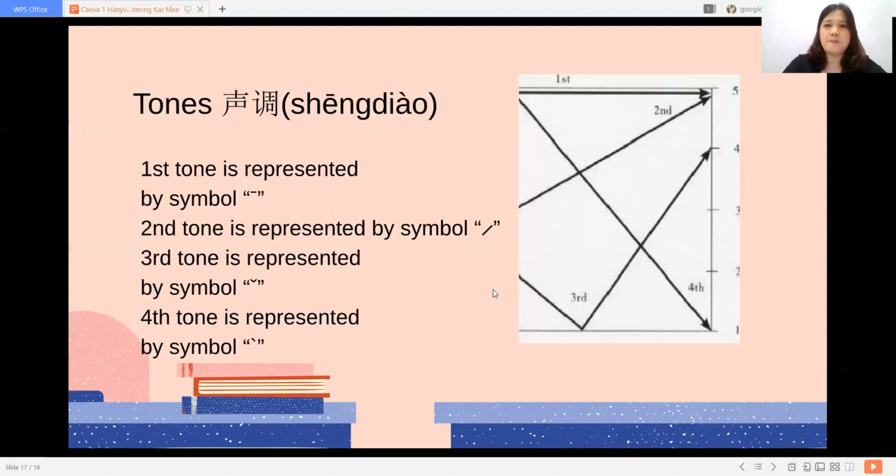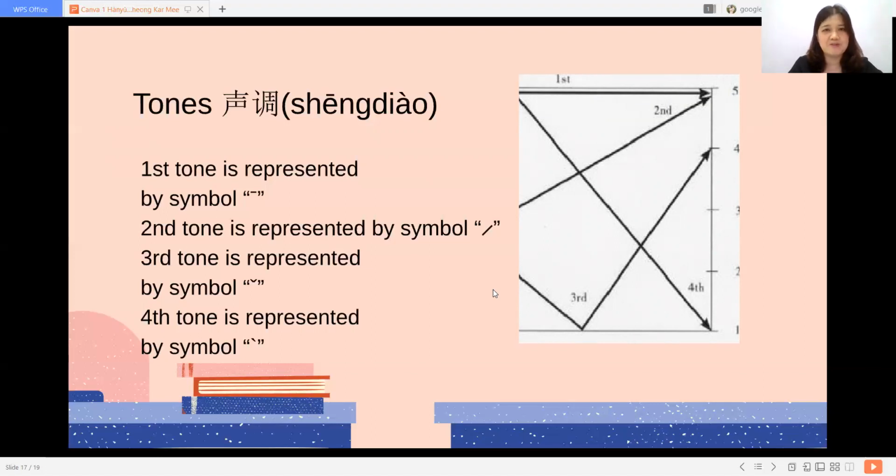This graph best describes the uniqueness of each tone. First tone is represented by the horizontal line. So this is considered the high tone and it's flat. It's a high and flat tone. Using ma as example, we pronounce the first tone as ma. How about the second tone? The second tone is represented by the line rising from the lower part to the upper part.